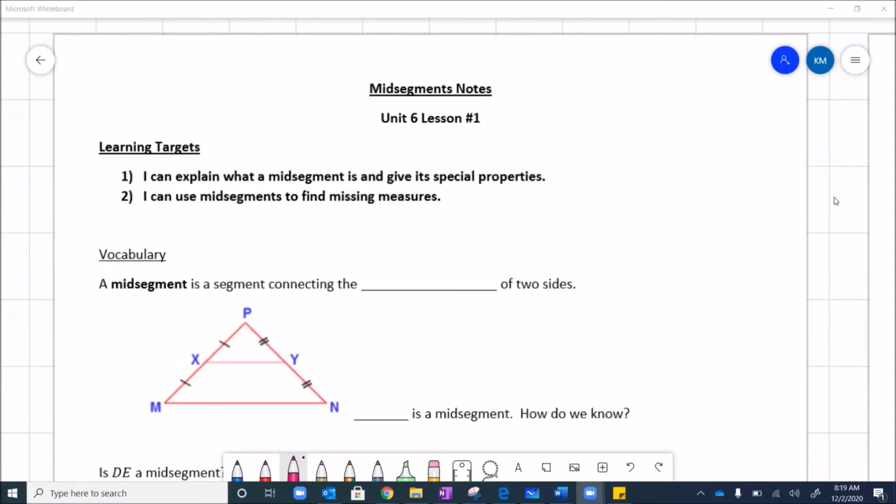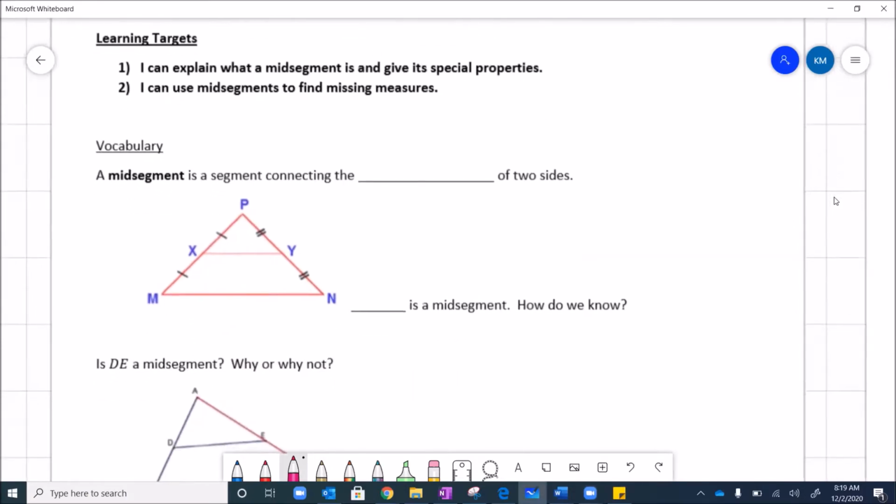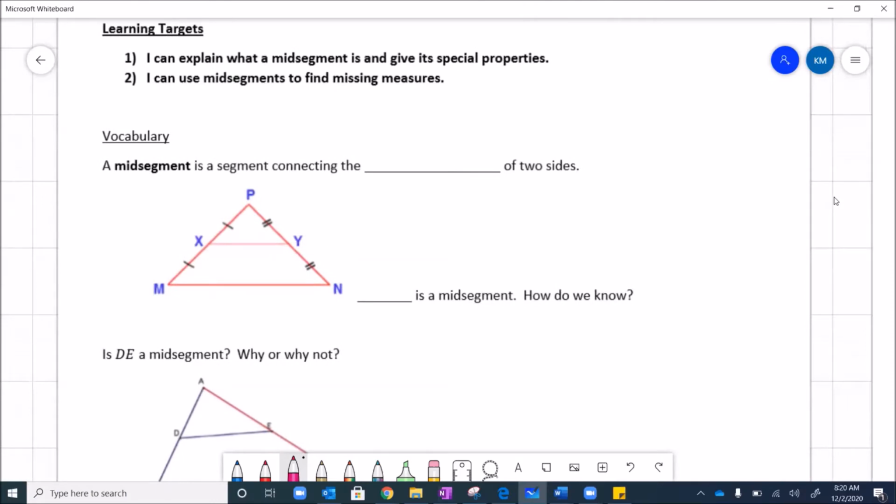Today we're looking at mid-segment notes. At the end of this video, you should be able to explain what a mid-segment is and give its special properties. And you should be able to use mid-segments to find missing measures. Okay, here's what a mid-segment is. A mid-segment is a segment connecting the midpoints of two sides.